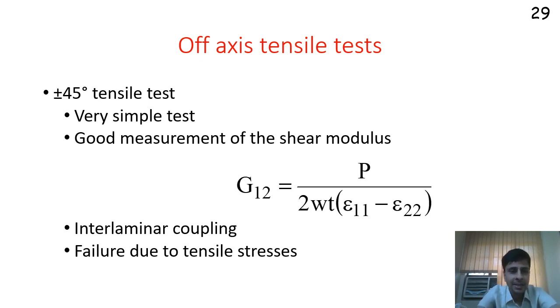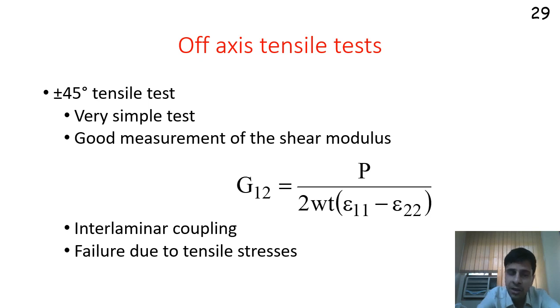But by far the easiest way to calculate the shear modulus is to take a plus minus 45 degree sample, perform a tensile test, which as you know is very simple, it is very standard, and then you can calculate the shear modulus using simple formulas like this, where the shear modulus is nothing but the applied load P divided by 2 into width into thickness, times the strain in the one direction minus the strain in the two direction.